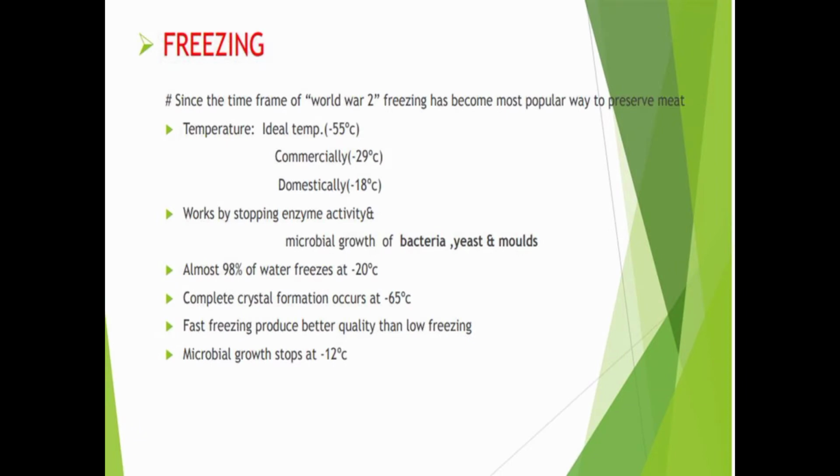Okay, freezing. Since the time frame of World War II, freezing has become the most popular way to preserve meat. Temperature: the ideal temperature to preserve meat is negative 55 degrees Celsius. Commercially, negative 29 degrees Celsius. Domestically, negative 18 degrees Celsius. It works by stopping enzyme activity and microbial growth of bacteria, yeast, and molds.